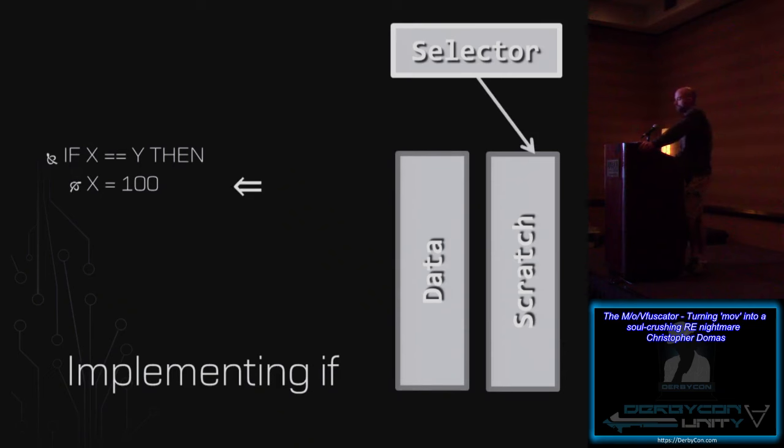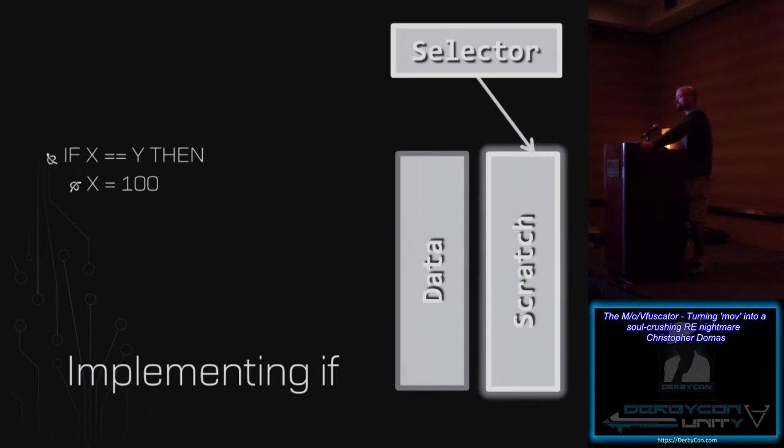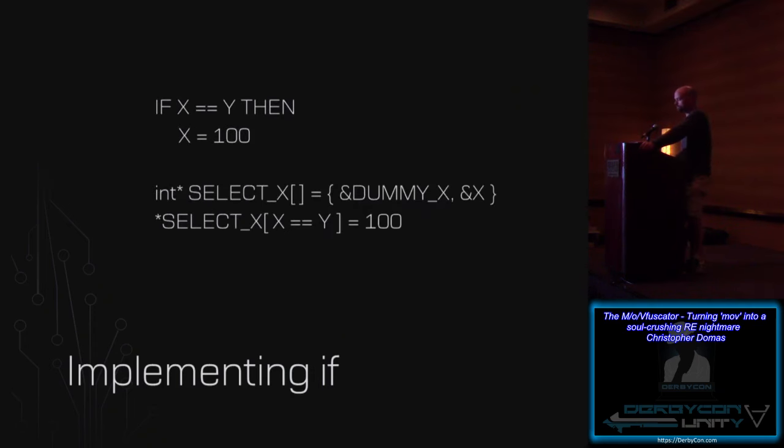And our next block has to execute. We've got no way to jump over this x equals 100, but now when it executes, it's going to assign 100 into this dummy region of memory that's just going to be discarded. So that's how we can have different effects even though all of our instructions are going to execute every single time. So in C, that might look something like this.